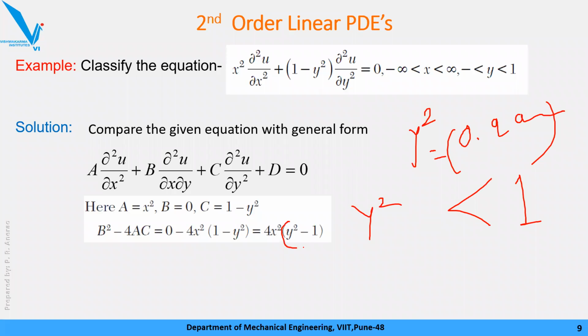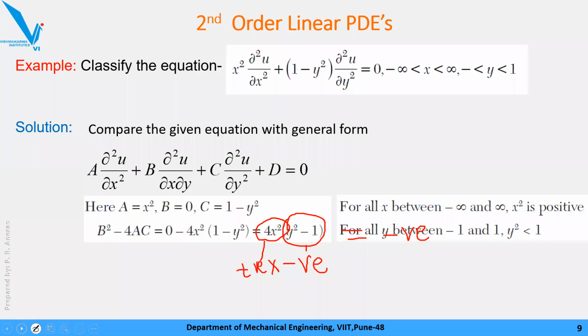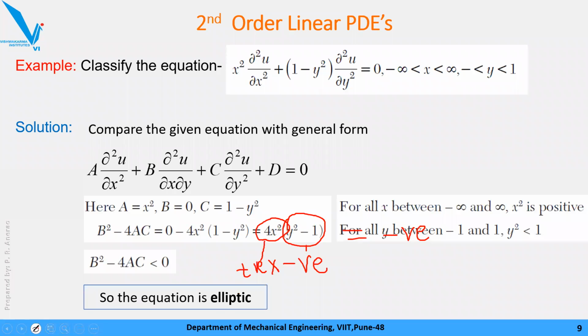That means if you look at the term in the bracket, y square minus 1, y square will always be less than 1, so less than 1 minus 1. So what are you going to get? You are going to get a negative value. So this part is negative. The first part, the multiplication part, is positive. So positive into negative, you will always get a negative answer. And negative means an elliptic equation.